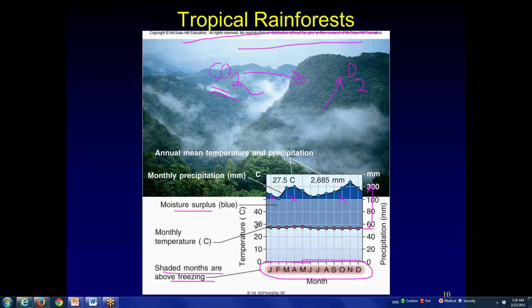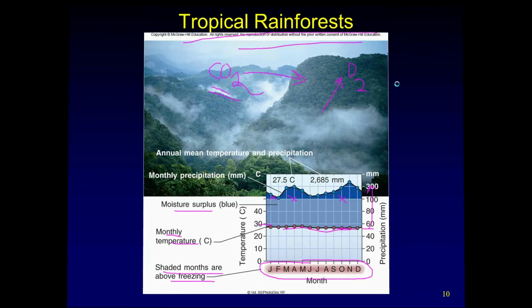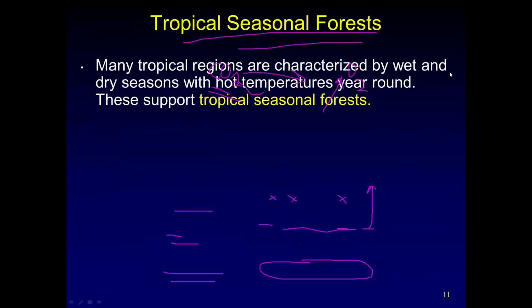And you can see the temperature basically doesn't fluctuate much at all, and it remains very high. Temperature averages up around close to 30 degrees Celsius, and notice the very little amount of fluctuation from season to season. Okay, let's look at the next biome.